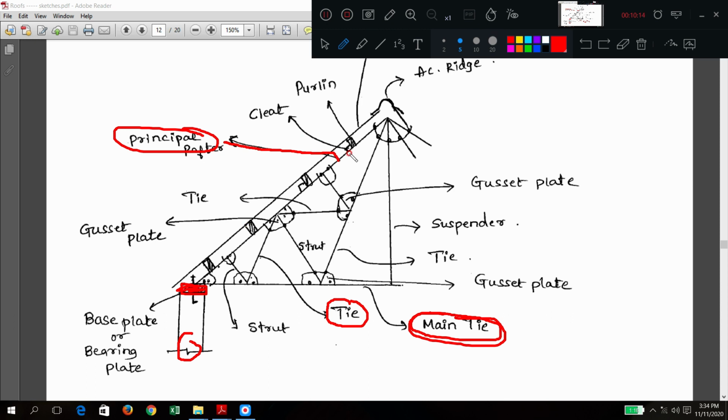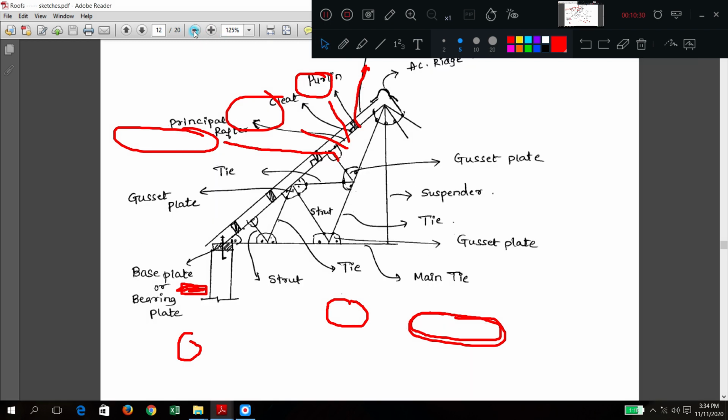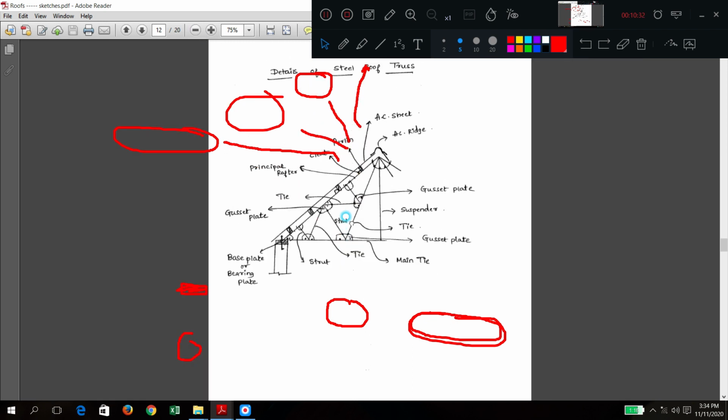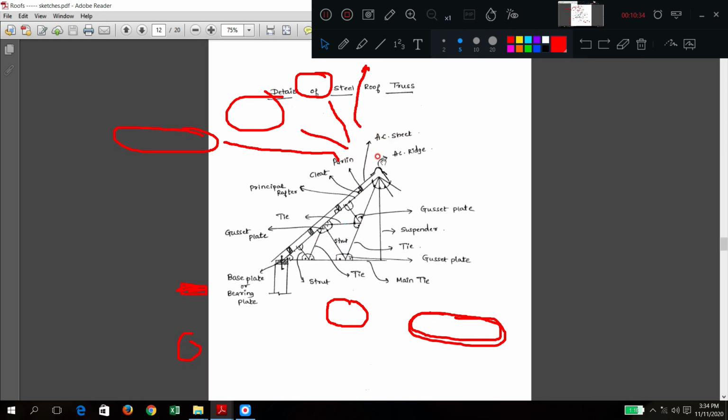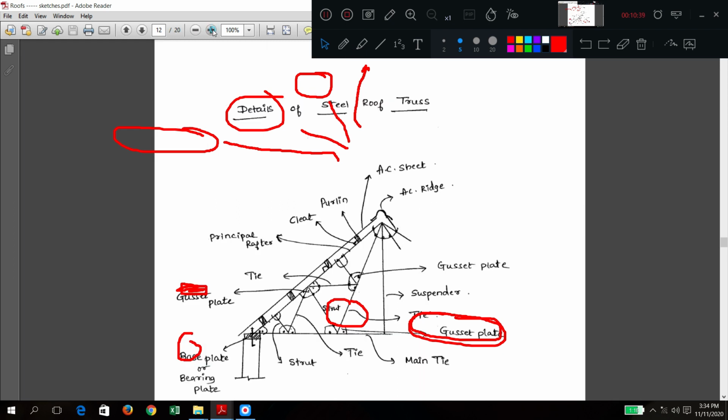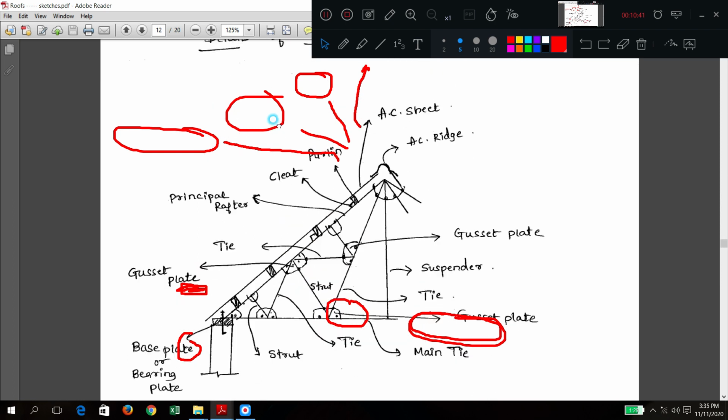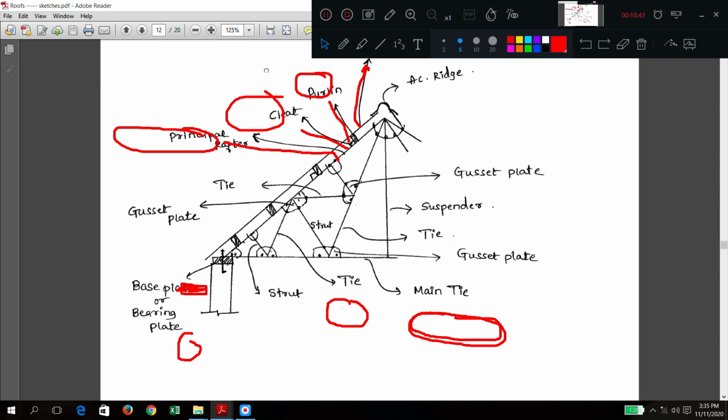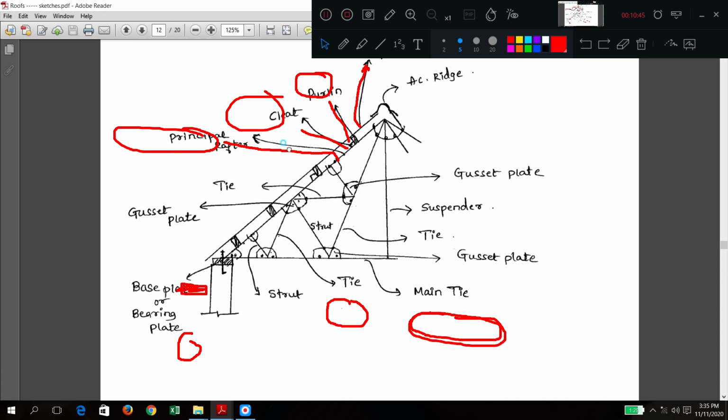Now go back to this. What is this, cleat and purlin? That is also already studied. Cleat and purlin. What is this top one? Obviously it should be the covering. What is that covering? GI sheet. It is an AC sheet or GI sheet. Asbestos cement sheet. Okay, now it is clear.